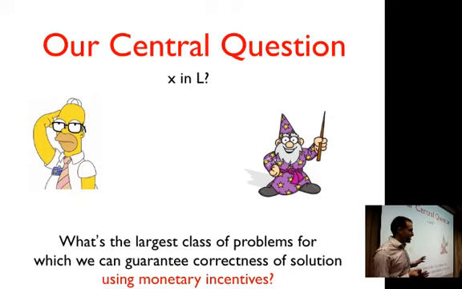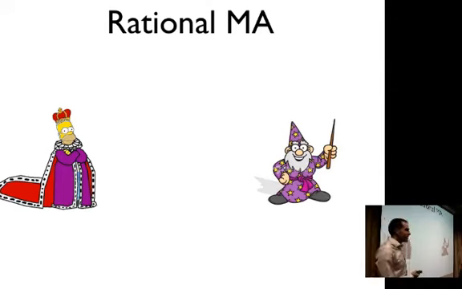Because it is a theory talk, I need to basically define what this class of problems is, and it's going to be a complexity class that we're going to define, which we're going to call rational Merlin Arthur. And a complexity class is just a set of languages, so we have to give a characterization of what languages in this set look like.